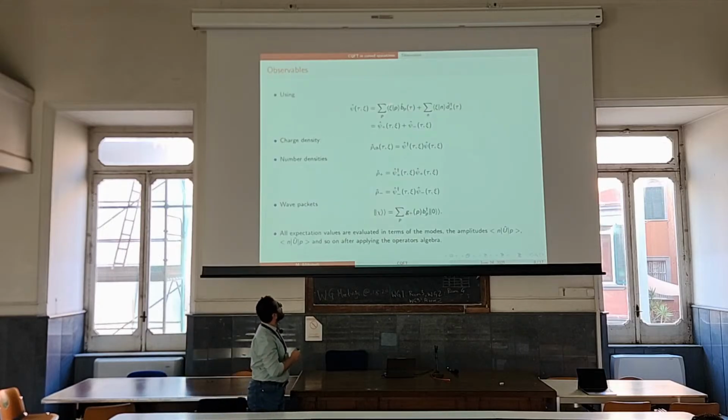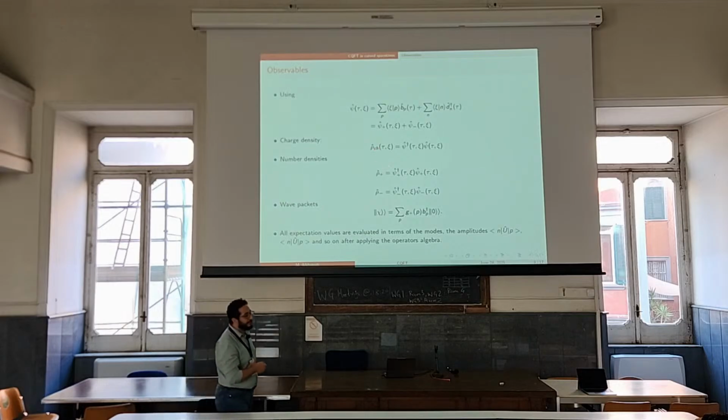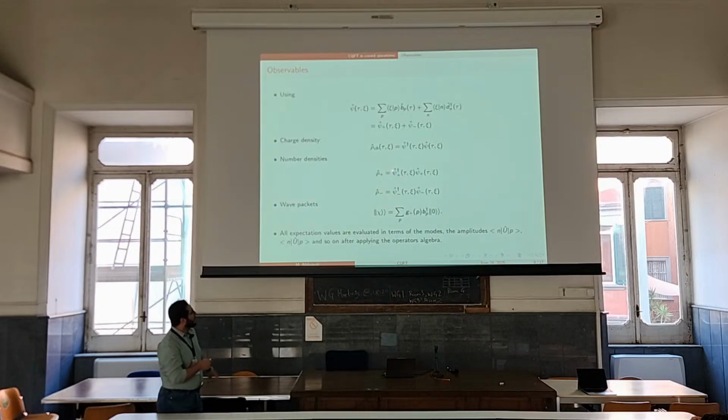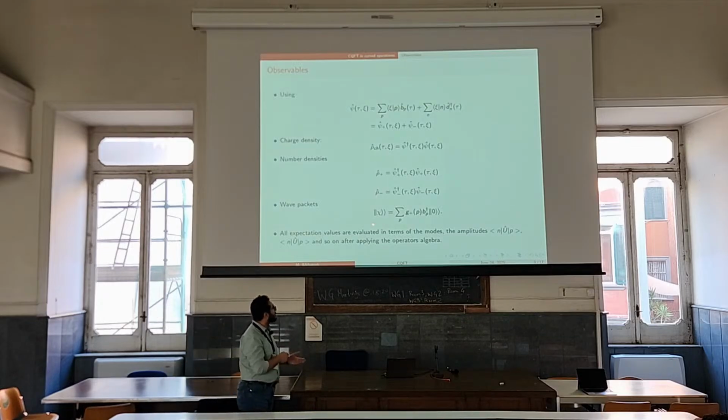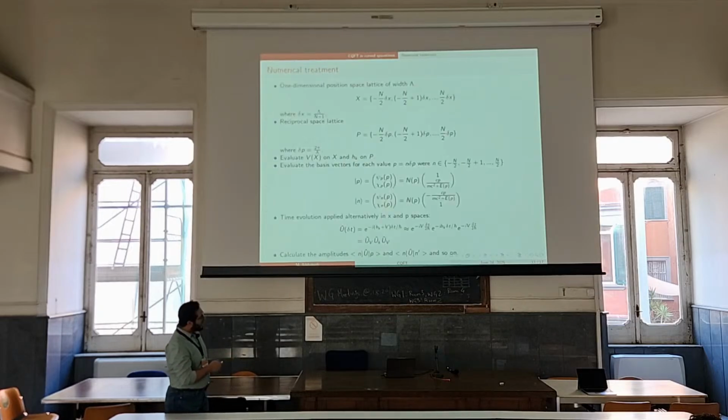So now we have our time evolved field operator. We can calculate from it the charge density or the number density of positive energy states or negative energy states, and we calculate those observables as expectation values, either in the vacuum or in the presence of a wave packet if we want to study the time evolutions in the presence of already existing wave packets. The numerical treatment is first to discretize space-time.